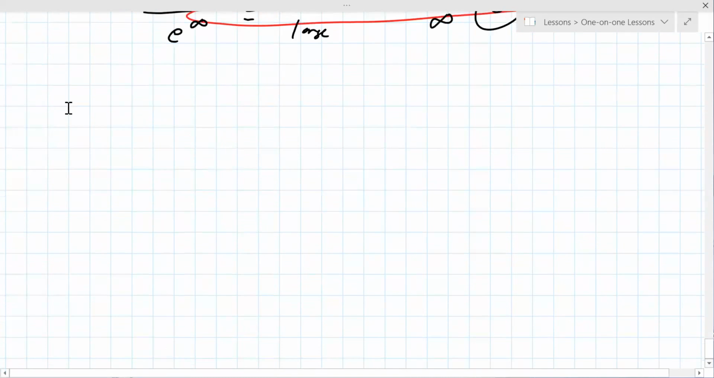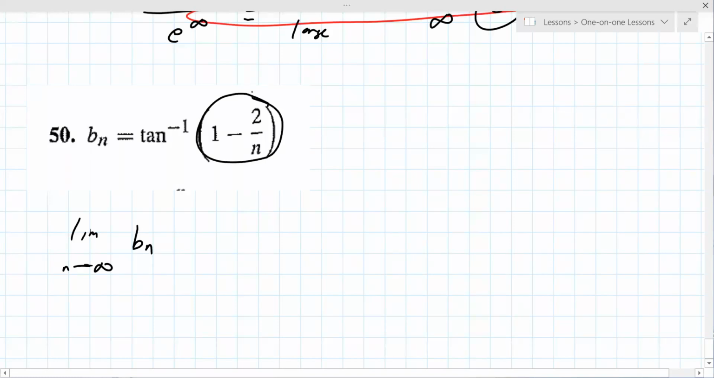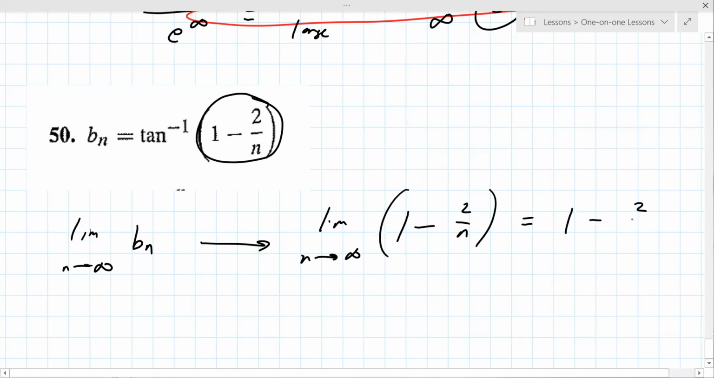All right. 50. Okay. So limit as n goes to infinity, b sub n. So really, it's what's going on in here. What is going on there? What we're trying to do is take the limit as n goes to infinity of 1 minus 2 over n. So this is 1 minus 2 over infinity. You shouldn't write this, but this is how you should interpret it. And 2 over infinity is 0, so this goes to 1.